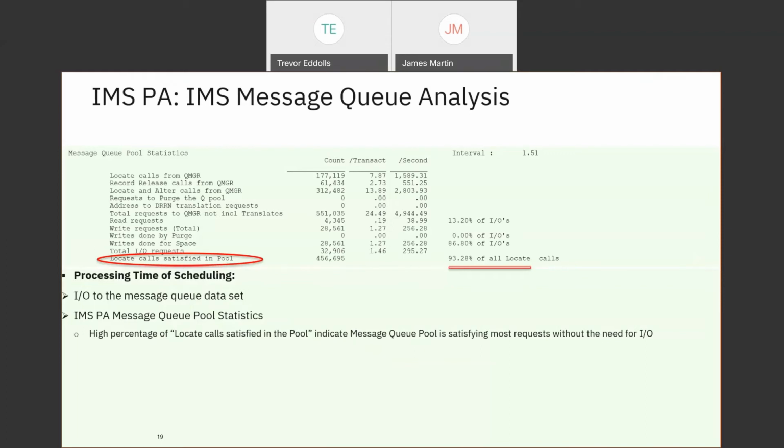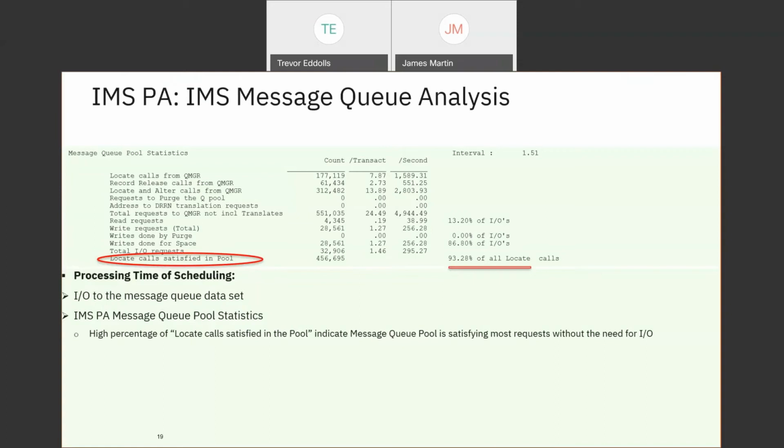And this is just a really quick report to make us understand how much IO we're doing versus how many locates we're finding in the pool. And this can be done for message queue pool statistics. It can be done for the various buffer pool statistics as well using IMS Performance Analyzer. This is just an example, but if we're locating 93 to 95% of calls in the pool, I think that's a pretty good number.